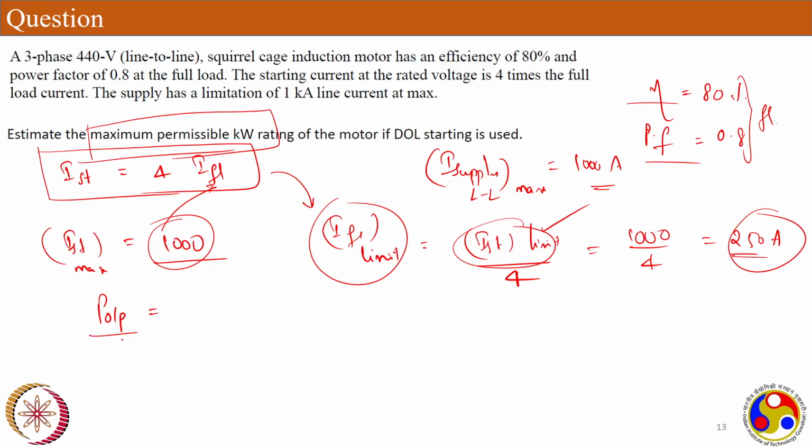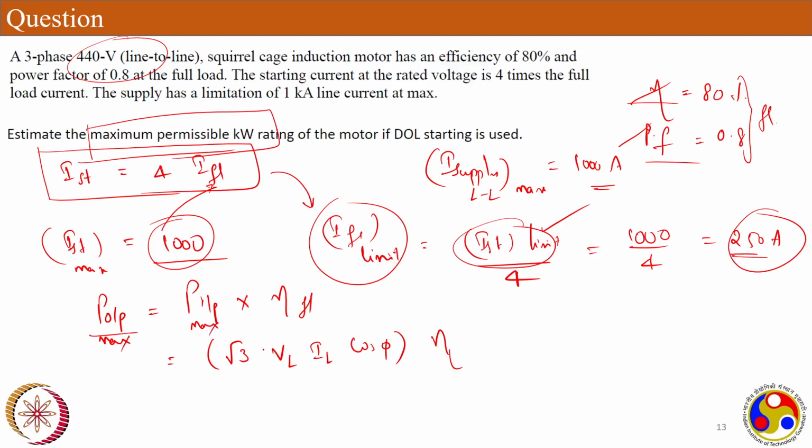You can't calculate the output power directly from the given question, because nameplate details are not given, but you know the input line to line voltage, power factor and efficiency. So you can calculate output if you know efficiency: input multiplied by efficiency at full load. Now the input formula is root 3 VL IL cos phi, and efficiency. So this is the maximum possible limit. All are at maximum. Input should be maximum, and the IL should be the maximum line to line limit, the full load current.